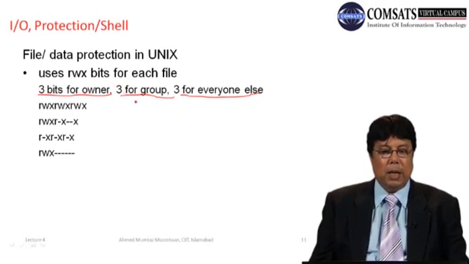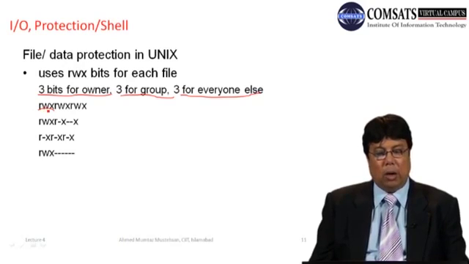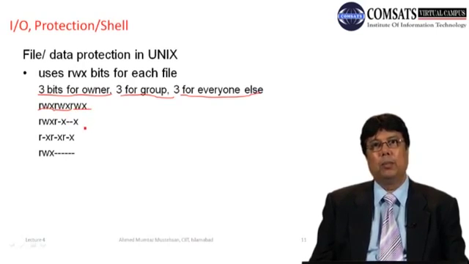So these 9 bits are basically read, write, execute, 1 bit each. If it is set, it means that you allow the user to read, allow the user to write, allow the user to execute. Repeat again. This is for the group and this is for everyone.